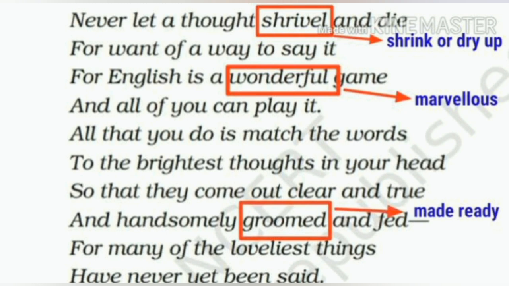The next word over there is wonderful. So wonderful means marvelous. Underline these words, students, and do write in your textbook. Nextly, it is groomed. Groomed means made ready, or you can also say decorated. Okay, so you understood what the poetess wants to explain in the first stanza.